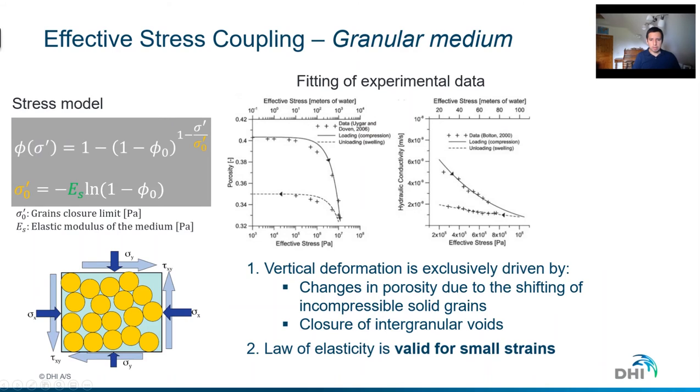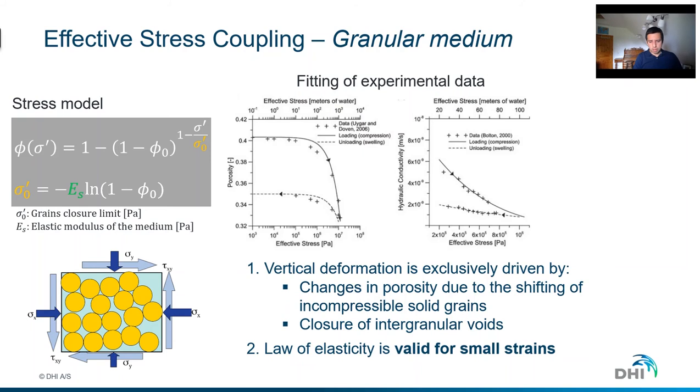For the case of granular media, the system of equations is a bit simpler. We have a stress model. This stress model relates porosity and effective stresses. Again, you require a closure effective stress to reduce the porosity to a minimum limit. And this effective stress limit of closure of porosity is related to an elasticity module, ES, and a porosity value.